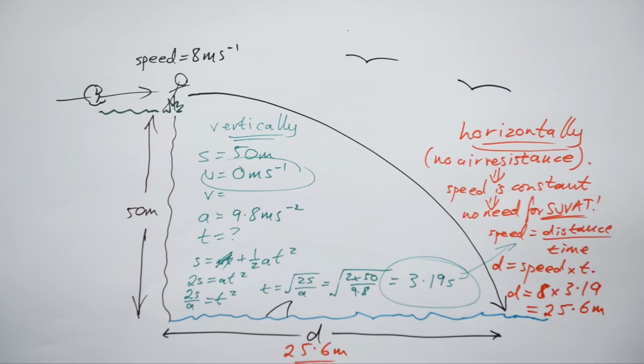That's how we do projectile motion. We use SUVAT vertically to find out the time. Usually this is the way it goes. And then we use that time to put that into our speed equals distance over time equation and then find out a distance.